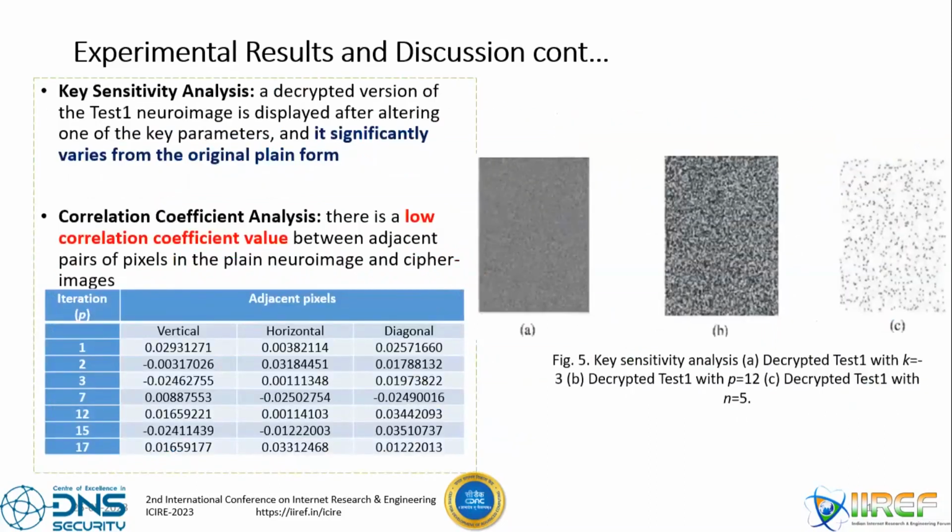We also checked the key sensitivity analysis. We see that by the time we alter any of the key parameters used, the cipher neuroimage does not decrypt back to the plain neuroimage. We also performed the correlation of the adjacent pixels in both plain and cipher neuroimages, and we found low correlation coefficient values.